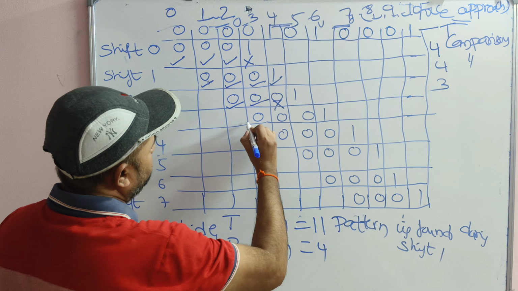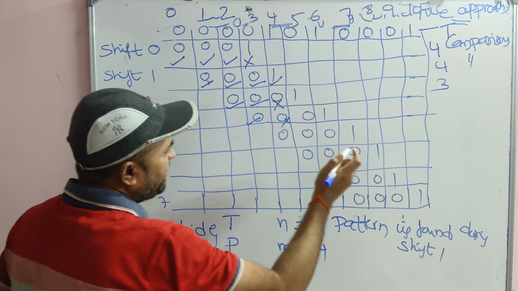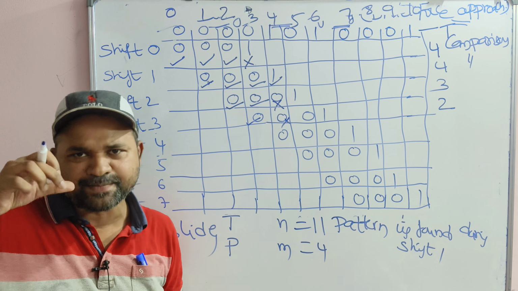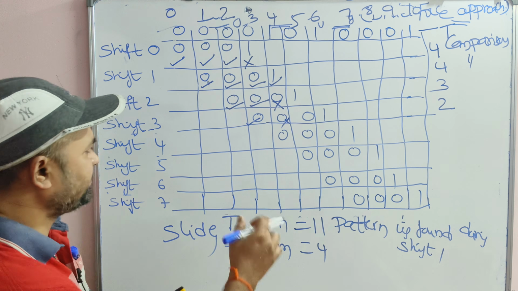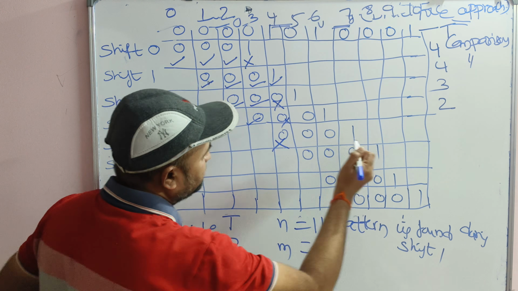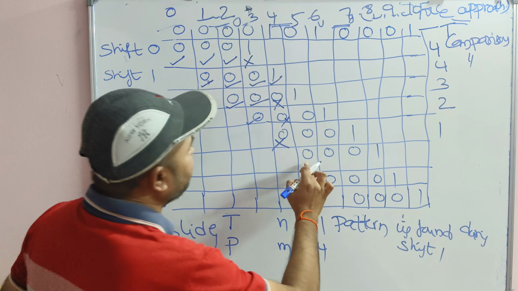So 0 0 match, 0 1 mismatch. So total comparisons are 2 comparisons. Slide the pattern, move the pattern one position to the right. Then 0 1 0 1 mismatch. So only one comparison. Shift the pattern one position to the right.